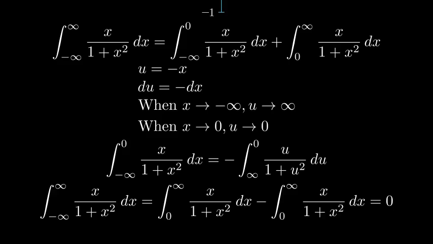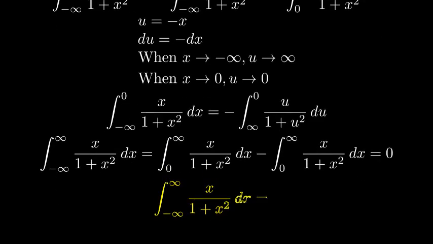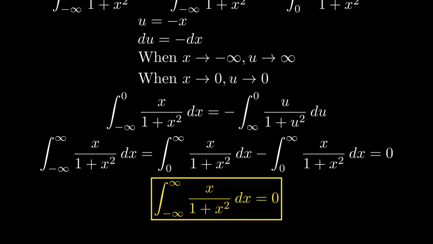to infinity, we get 0. This makes sense geometrically. Because our function is odd, the area above the x-axis from 0 to infinity exactly cancels with the area below the x-axis from negative infinity to 0. Therefore, the improper integral of x over 1 plus x squared from negative infinity to infinity equals 0.